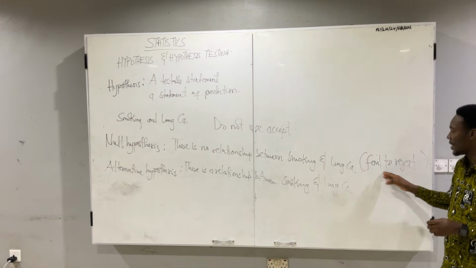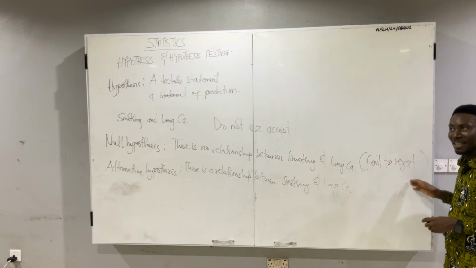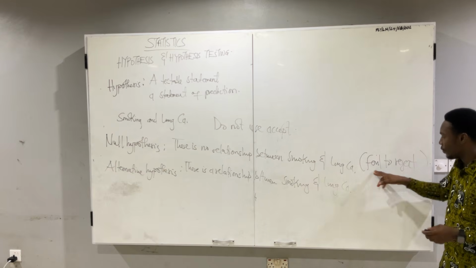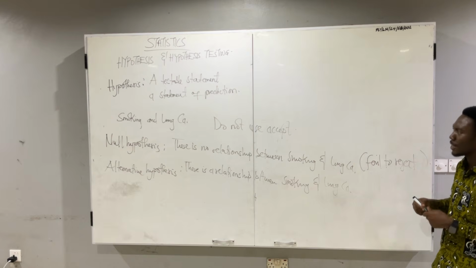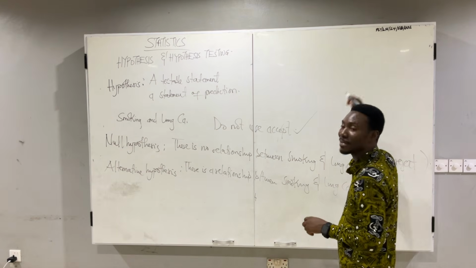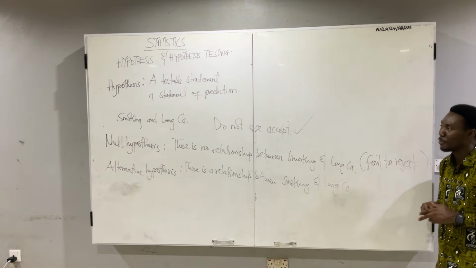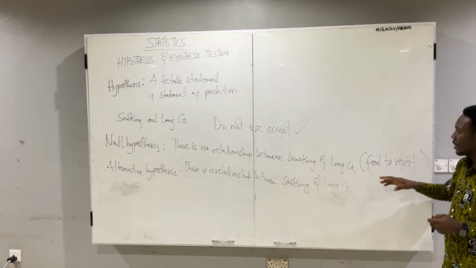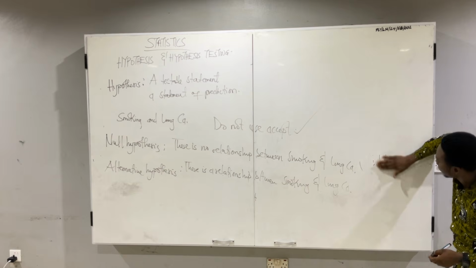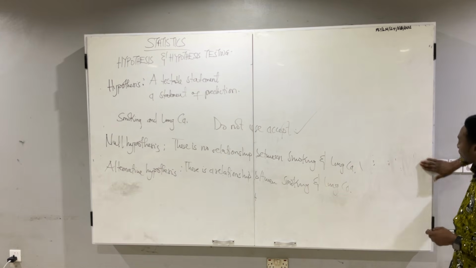Okay? I can use the statement fail to reject. So if I tell you I fail to reject, it means I've accepted. Why are we using fail to reject? We do not use the word accept. So if you want to make a decision on hypothesis, it's two things. If you want to accept the null, you have two ways to say it.